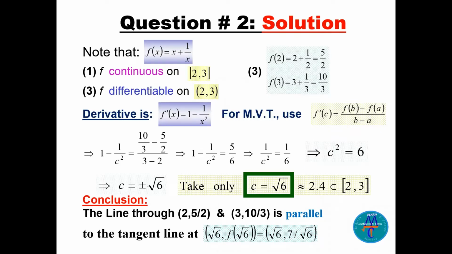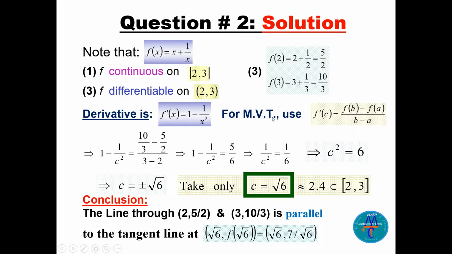We find f of 2, replace 2 in the function. We get 5 over 2. We find f of 3. We get 10 over 3. So we find the derivative, f prime of x. The derivative of x will be 1. The derivative of 1 over x will be minus 1 over x squared.